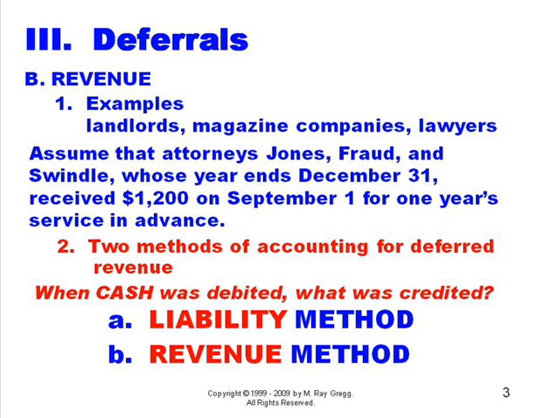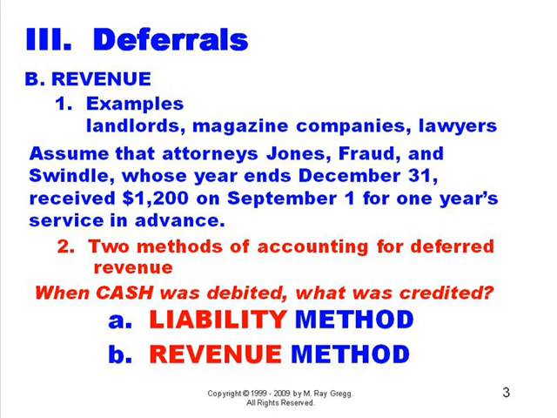There are 2 methods for accounting for deferred revenue. They are called the liability method and the revenue method. And they are attempts to answer the question, when you debit cash because you collected it in cash, what are you going to credit? Now, if you think about it, both liabilities and revenue have credit balances. So we could credit either one of those and have this journal entry work out correctly. When you debit cash, what are you going to credit?